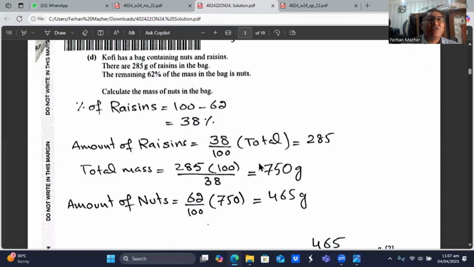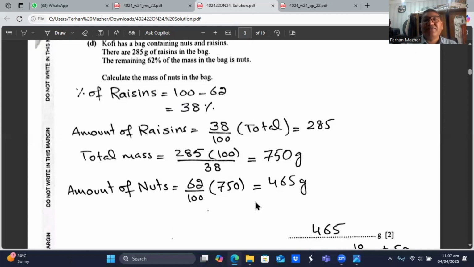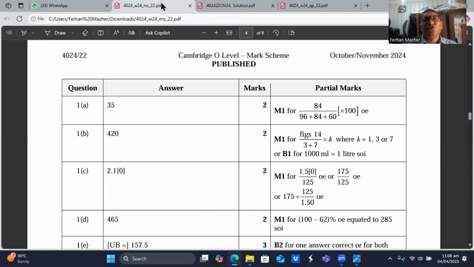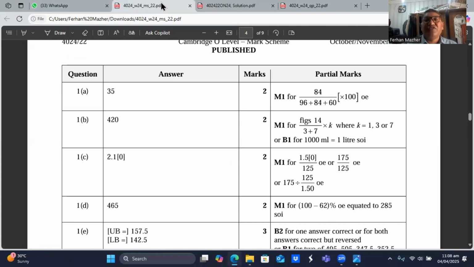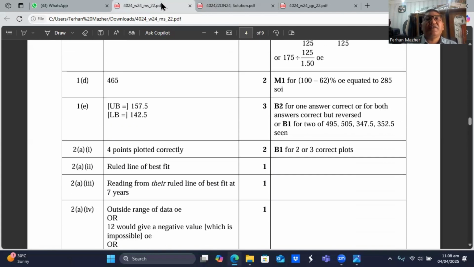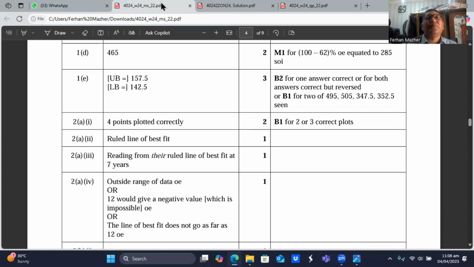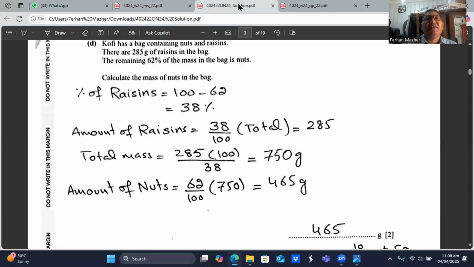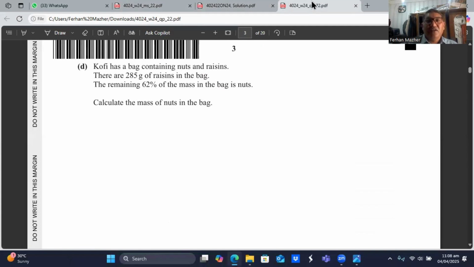So the amount of nuts will be 62 by 100 into 750. This is another method. So you will get 465. So 465 gram is the amount of nuts. There can be 2-3 methods to do this. 465 is the right answer, sir. This is showing up on your screen. We have done that. This is how I have done it.